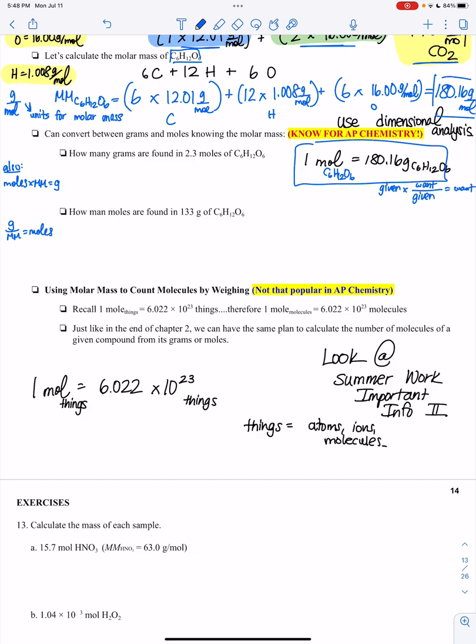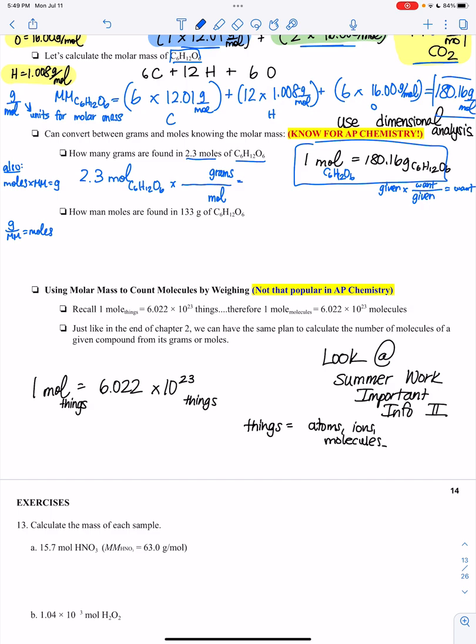And I'm going to show you right now. So here's a quick example. It says how many grams are found in 2.3 moles of C6H12O6. I'm going to start by writing 2.3 moles of C6H12O6 to remind you of the part one, some important information. If I start with moles, I put moles on the bottom. Whatever I start with, I put on the bottom. That's my given. Whatever I want, which is grams, I put on top.